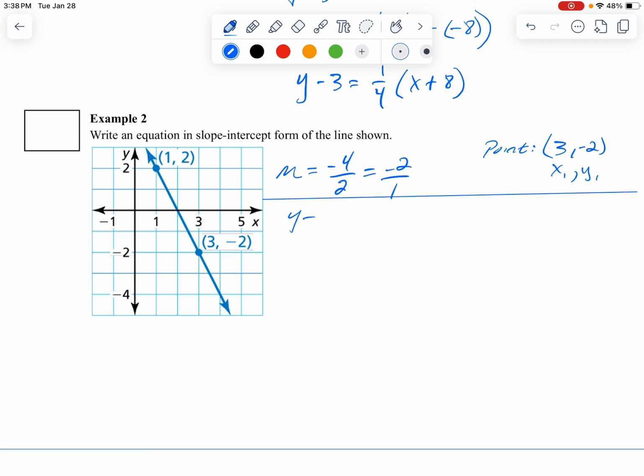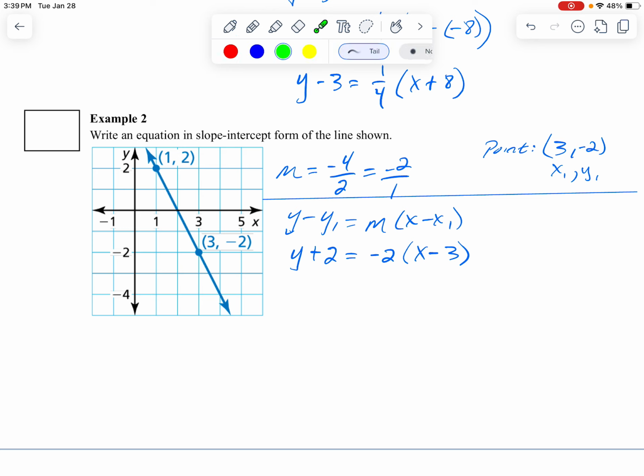So now y minus y1 equals m times x minus x1. Plug in what we know, and we have y minus negative 2, or y plus 2, equals, slope is negative 2 times x minus 3. So that's it. We're done. But again, it's really easy to write these equations, but it doesn't do a lot for us.